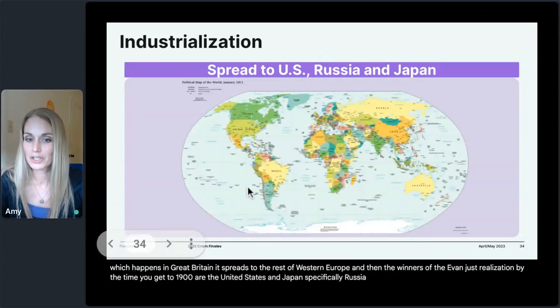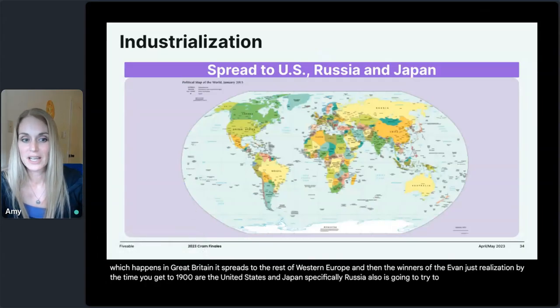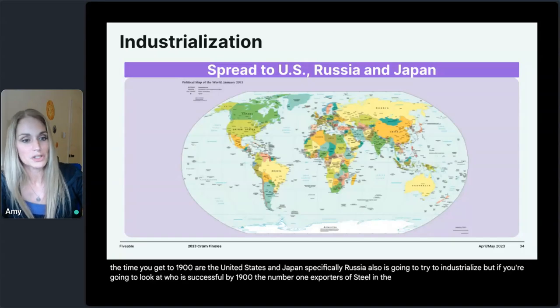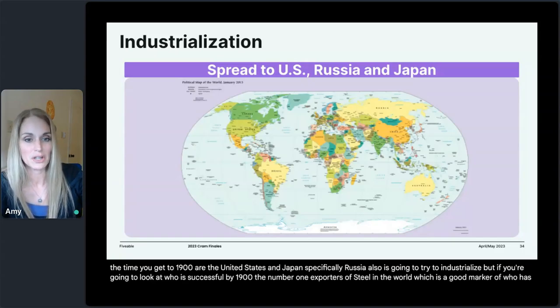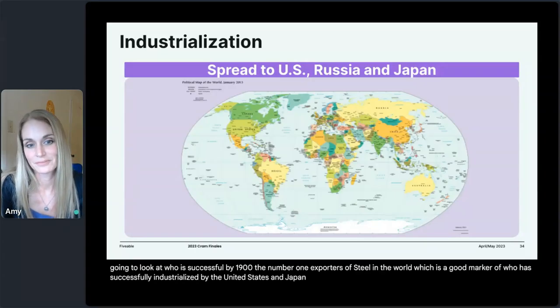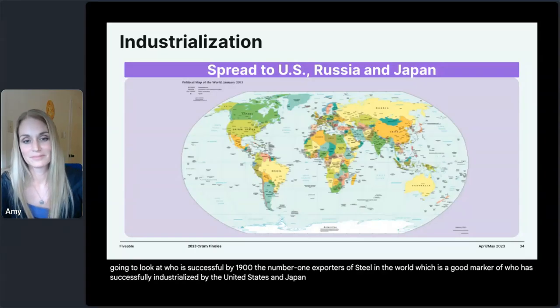Russia also is going to try to industrialize, but if you look at who is most successful by 1900, the number one exporters of steel in the world, which is a good marker of who has successfully industrialized, are the United States and Japan. That's the spread to the US and Japan.